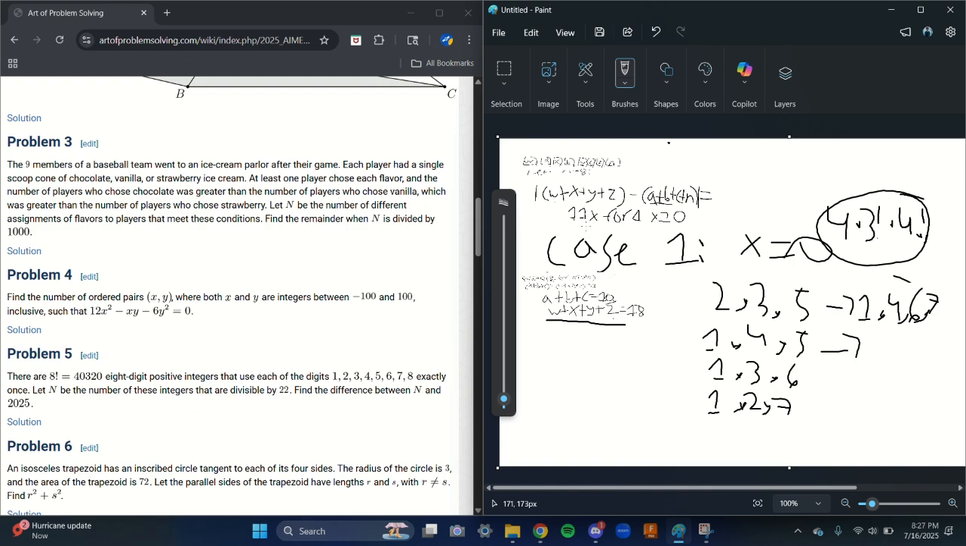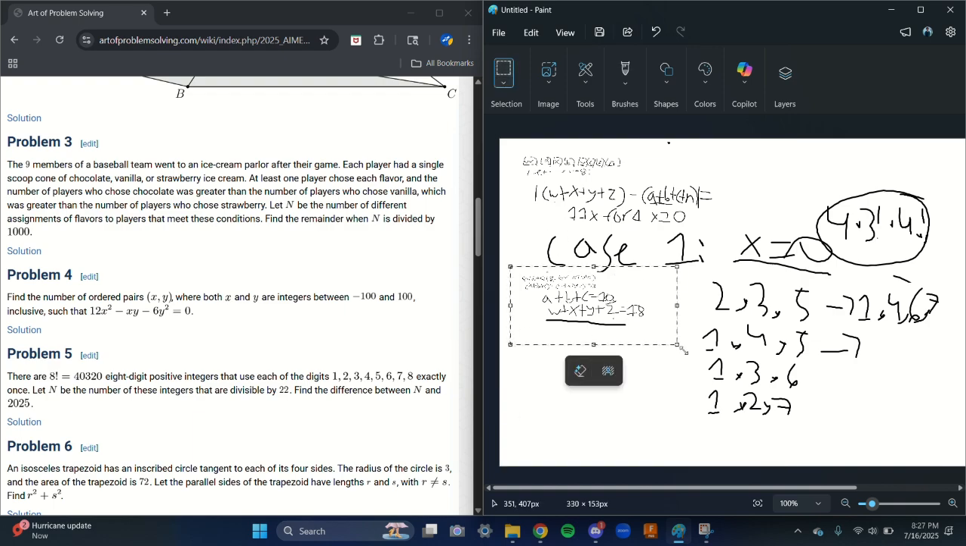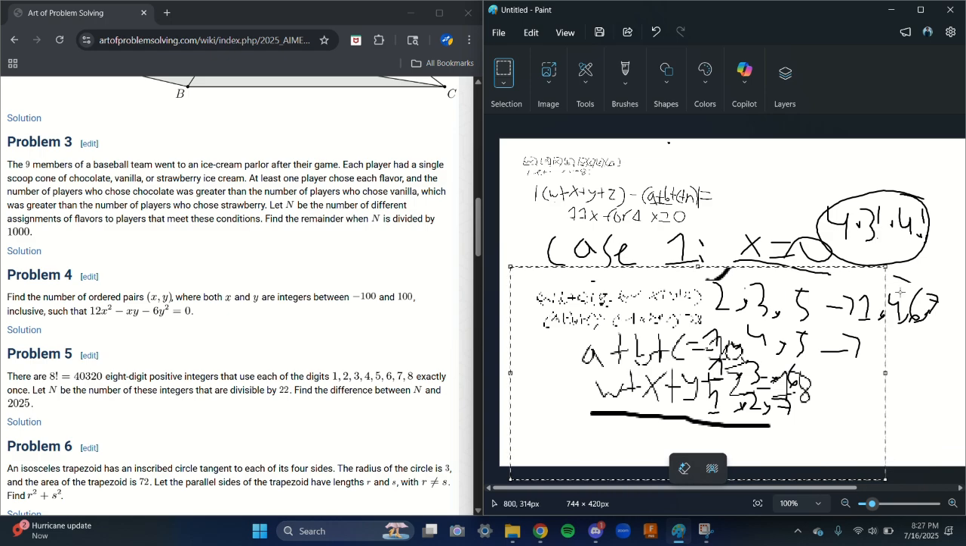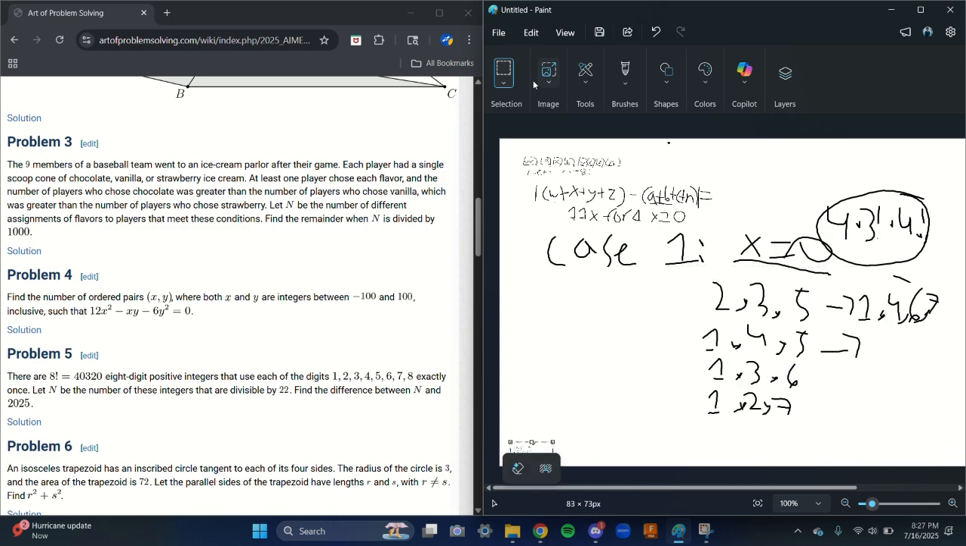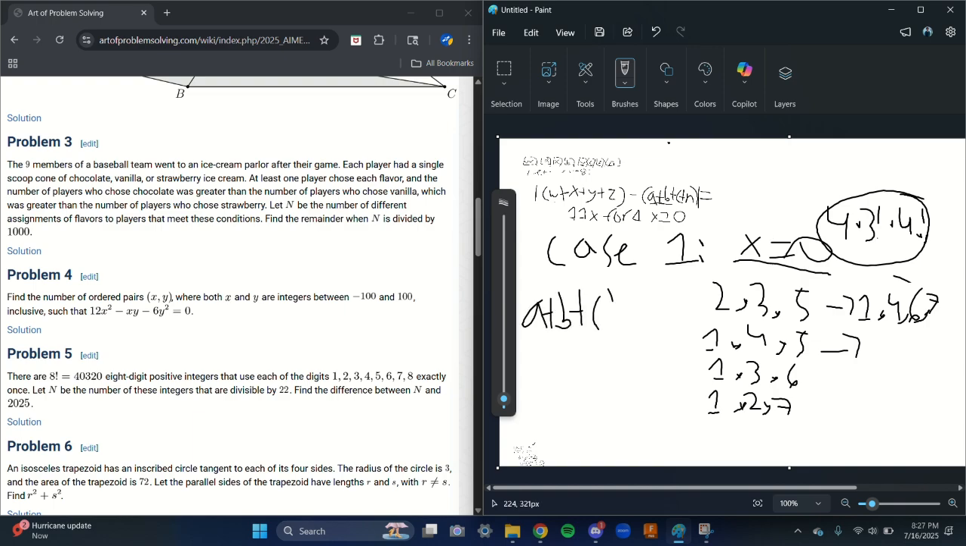Okay, now here's the key. We can only have x equals 0 work. We can't have x equals 1. Why can't we have x equals 1? Well, in our first case here, we had a plus b plus c plus 8 equals w plus x plus y plus z, right? And we set up our systems of equations, where a plus b plus c plus 8 equals w plus x plus y plus z.